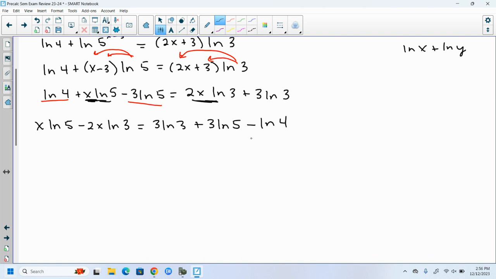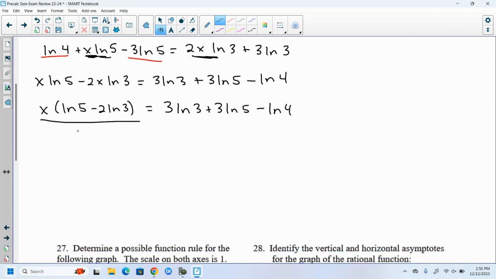So I still had a couple negatives in here. I couldn't do anything about that. But on the left-hand side, I get 2 terms with an x. Factor out an x. So I get this equals 3 natural log of 3 plus 3 natural log of 5 minus natural log of 4. Divide by natural log of 5 minus 2 natural log of 3.